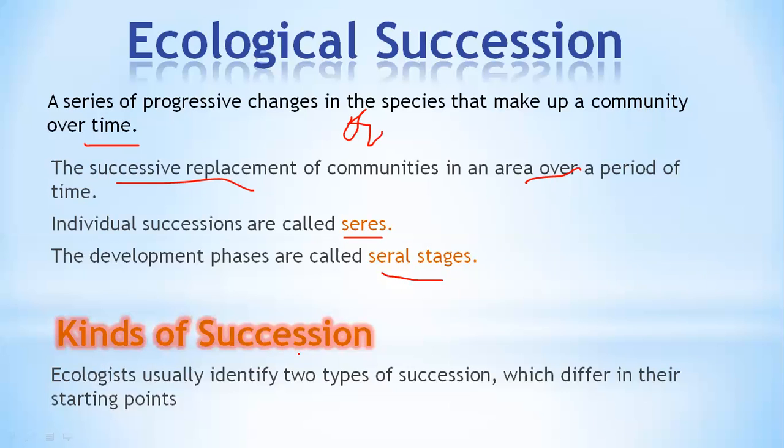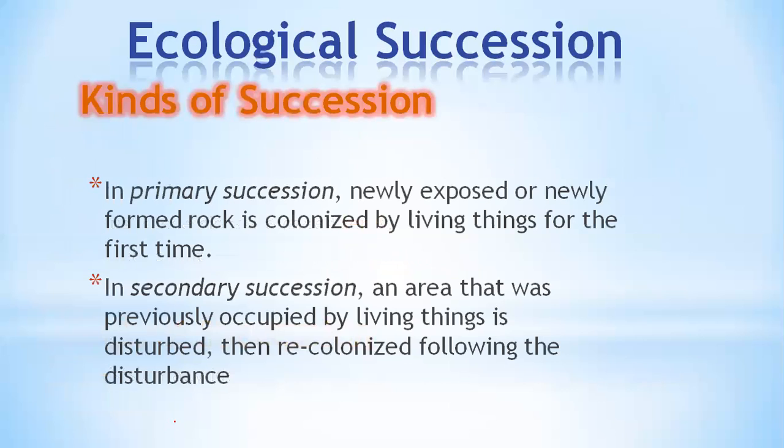So there are certain kinds of successions, and that depends on the starting point. So we have to focus on the starting point, whether we are talking about kinds of succession, like one is primary succession or the other is secondary succession. Primary succession is the change in the species composition over time in a habitat which was not previously inhabited by organisms, that was completely barren. So newly exposed or newly formed rock is colonized by living things for the first time. There was nothing before, no living organisms were living before. So that new area was exposed to or colonized by living organisms, that is primary succession.